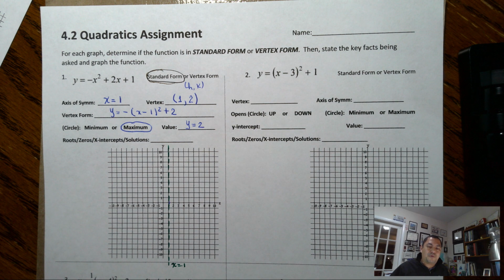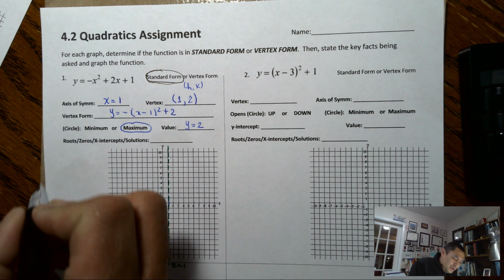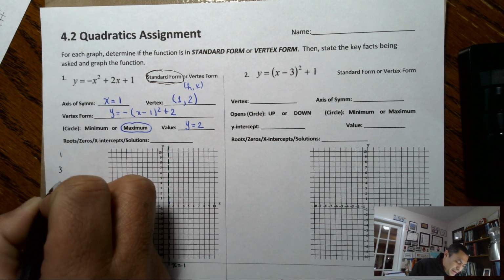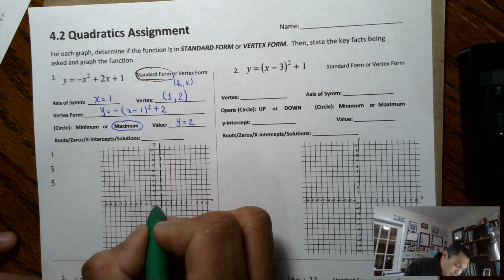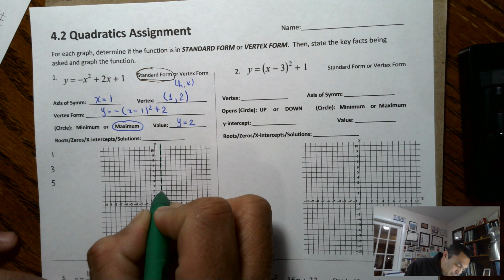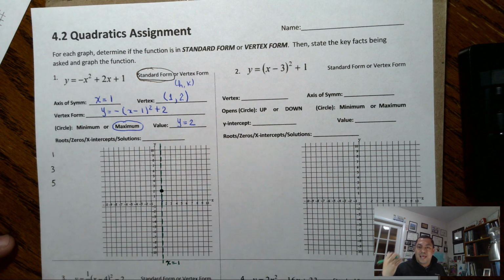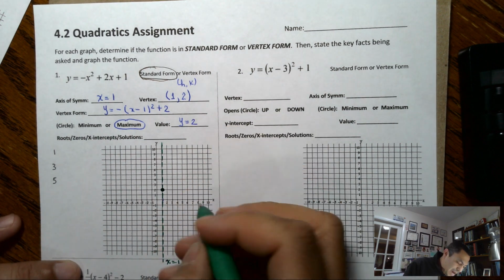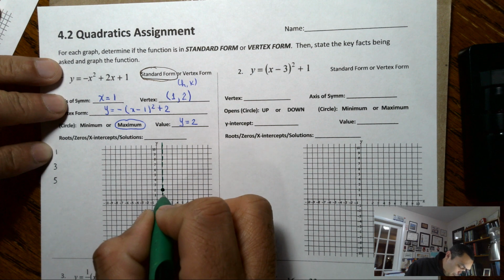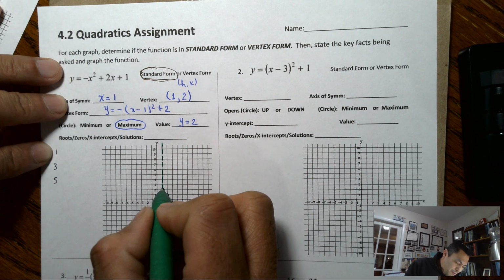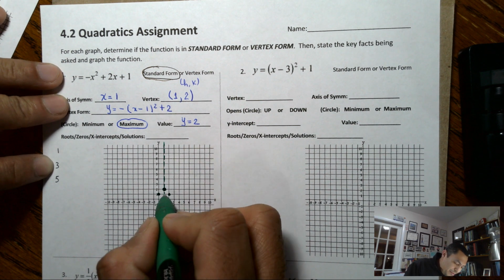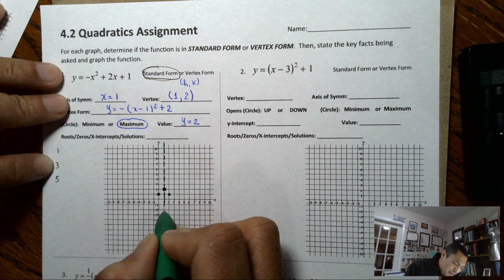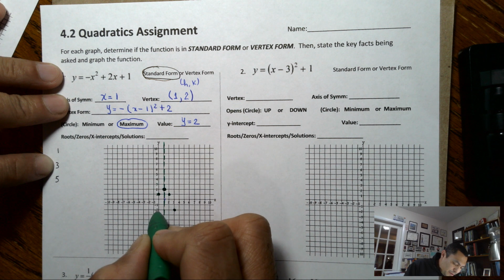So remember that we graph using the rate of change. We have 1, 3, and 5. So in this case, I'm going to write the vertex is 1 and 2. Right 1 and up 2, and I'm going down. The parabola opens down. So I have down 1, right 1, down 1, left 1. Then also I have down 3, right 2, left 2.